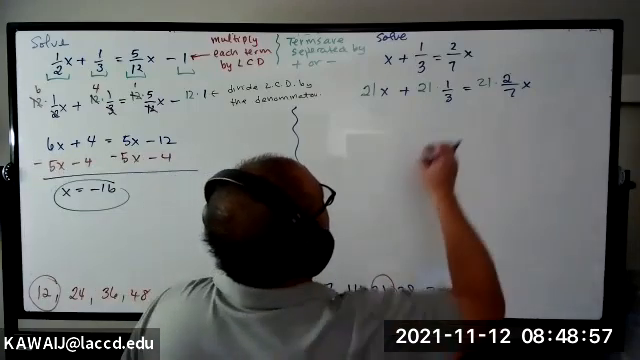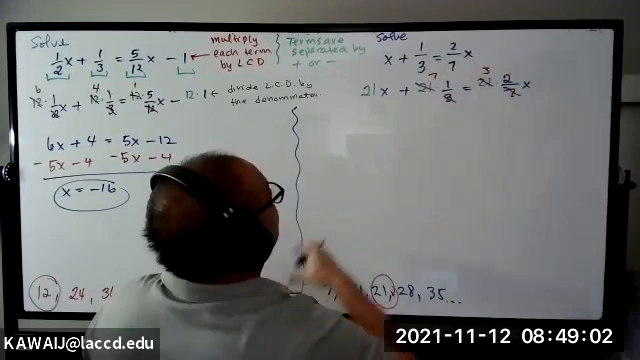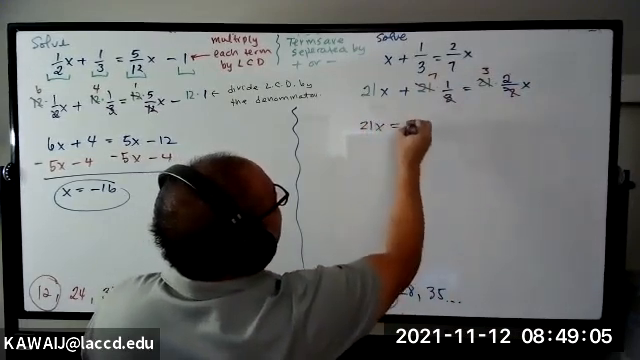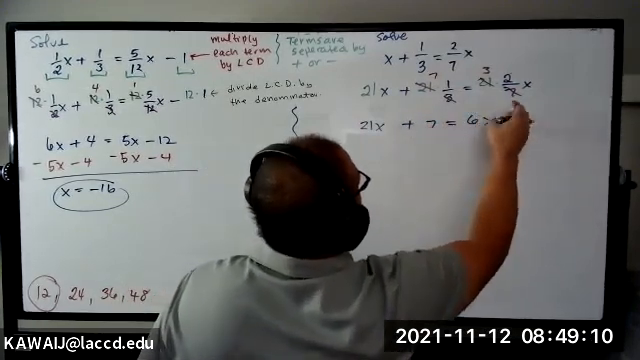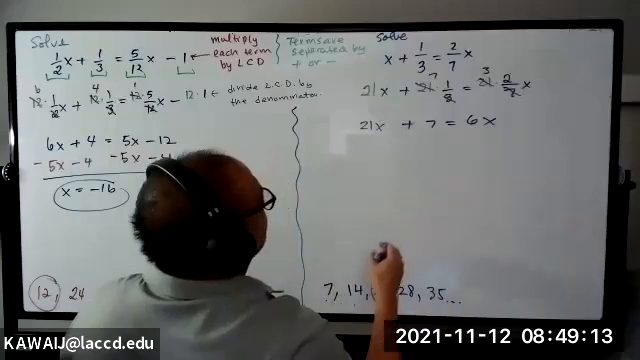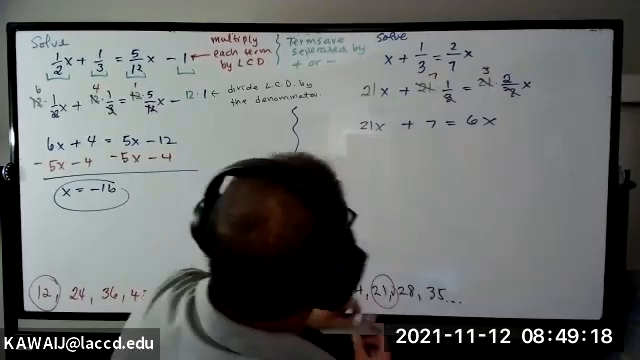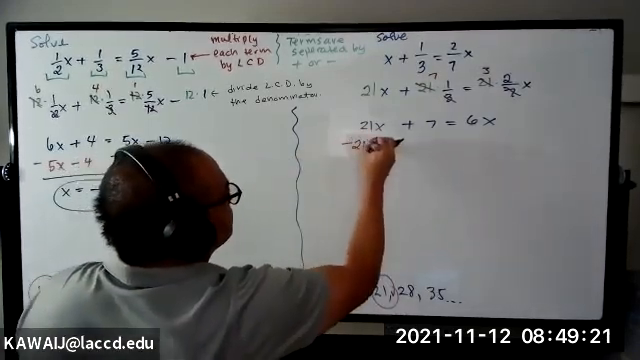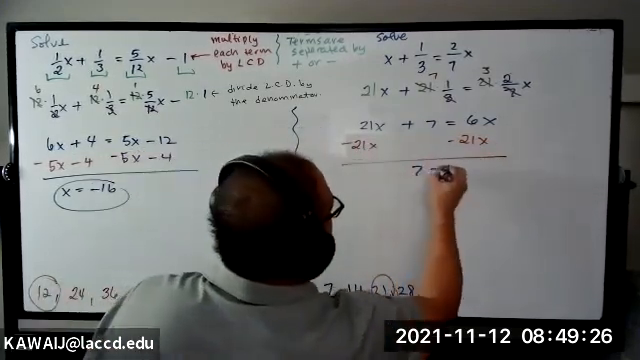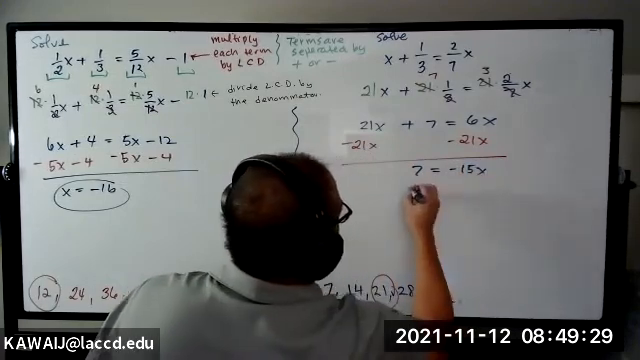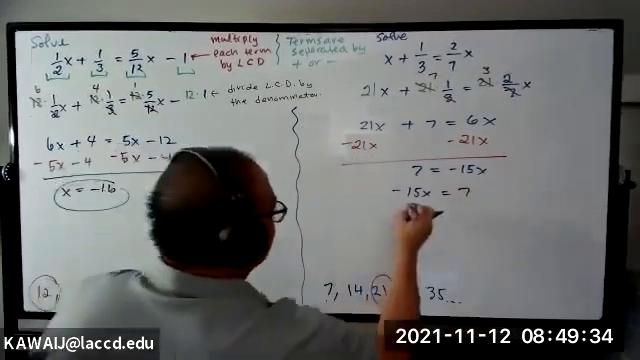We're going to divide this, divide that. So we get 21x plus 7 is equal to 6x. The 6 is from the 3 times 2. And then, since this is a variable, I want to get rid of this variable. Now I'm going to divide both sides by negative 15.